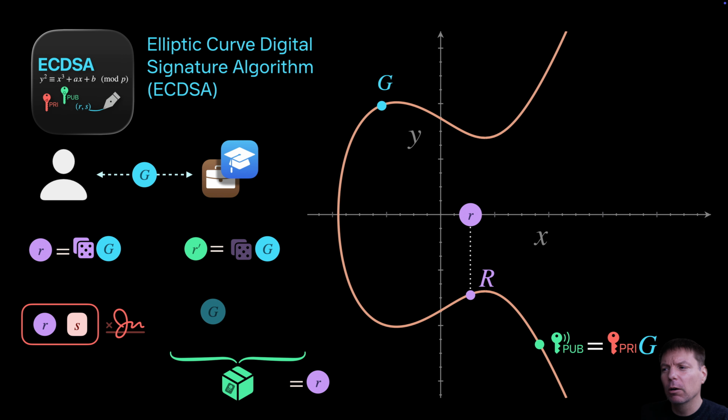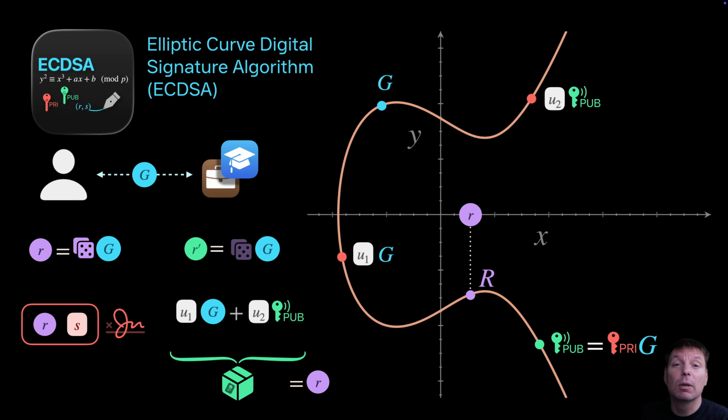We're going to take our generator point and add it to itself u sub 1 times. I don't know what u sub 1 is at this point, but it does generate a point on the curve. And to this, we are going to add our public key, which is a point added to itself u sub 2 times, also a point on the curve. And my suggestion is we take two steps to get to our random point r. So u sub 1 G plus u sub 2 public key to get to r.